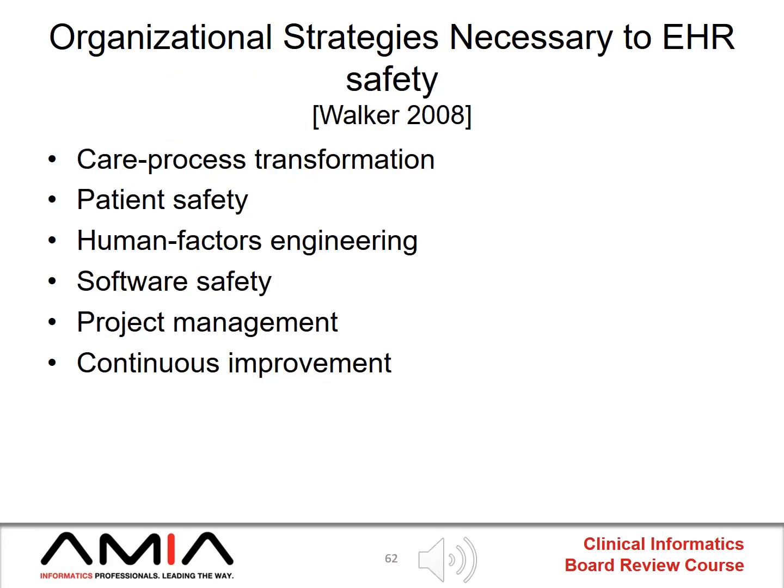Now, operating clinical computing systems includes being aware of safety hazards that may be introduced by clinical computing systems. A paper by Walker lists strategies to improve safety of EHR systems, and they include care process transformation, human factors engineering, software safety, project management, and continuous improvement. So these are 6 elements of strategies to improve safety of EHRs, and you can look at the paper by Walker for more detail.